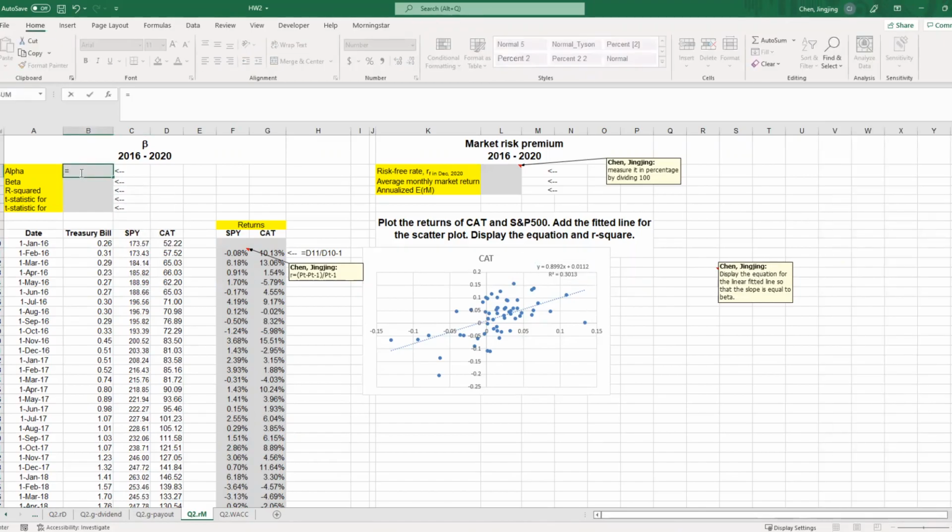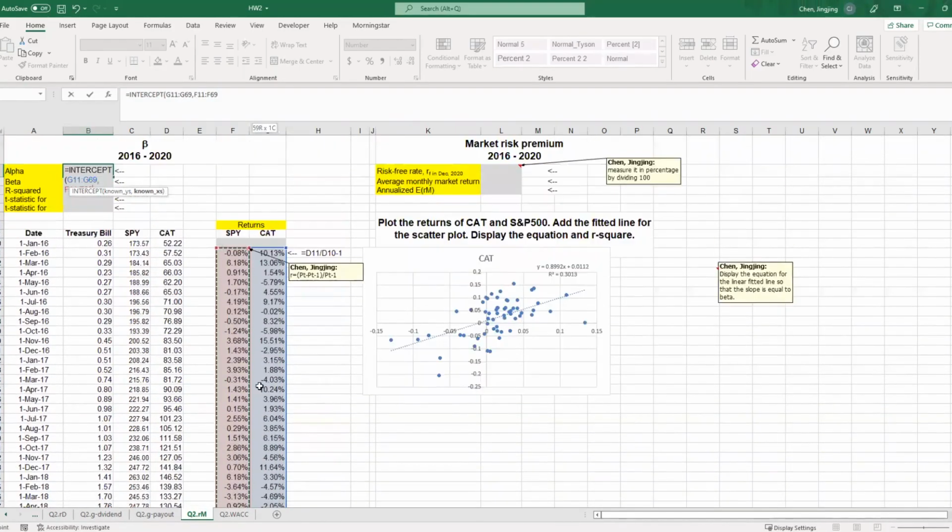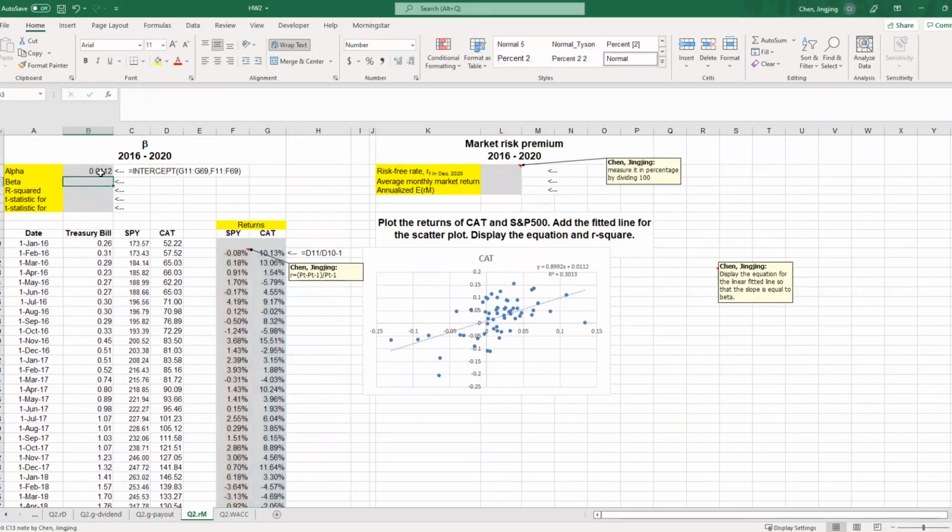Now calculating alpha. For alpha, it should be equal to this number here, 0.0112, if you calculate that correctly. So I want to make sure what is the y and what is the x. Y should be CAT, and x here should be the market return. Enter. So let me just check: it's 0.0112 here. The beta is 0.89, almost 0.9, and it's 0.9 here, so that is correct.